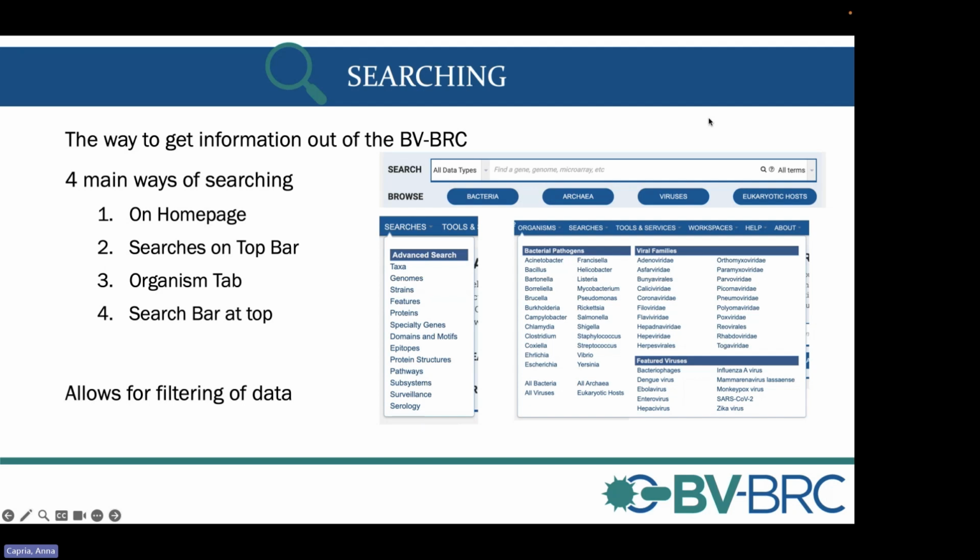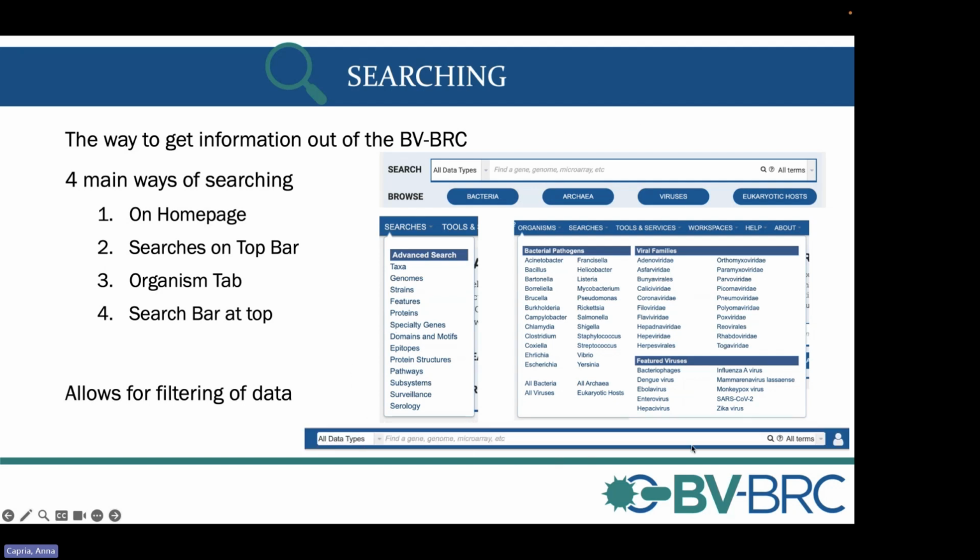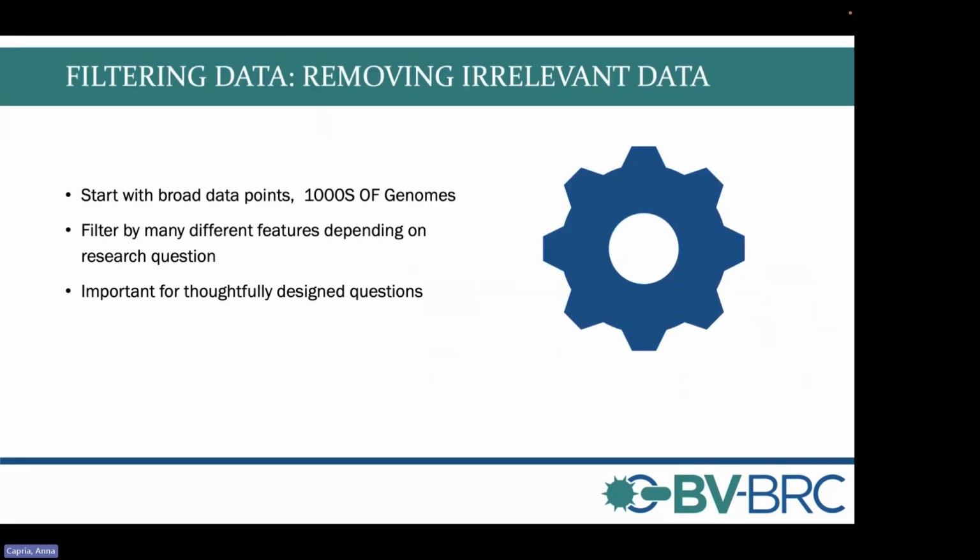And then after you leave the homepage, that search bar will go away, but there is a search bar that will pop up on the top of the page ready for you to search for anything you might be interested in. And all of these searches allow for filtering of data across the BV-BRC. So that will be a great place to start. And when we're thinking about filtering data, this just lets us really generate the data set that we're interested in. So you can start with thousands of genomes or proteins and filter down to exactly what you're interested in.